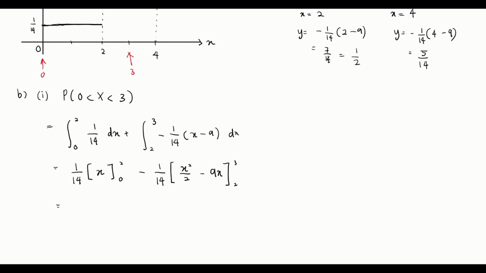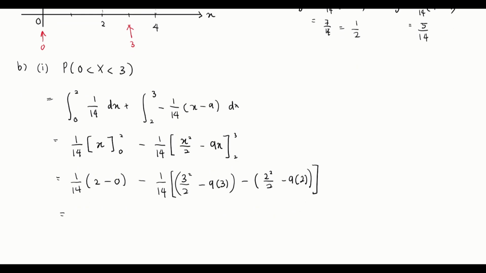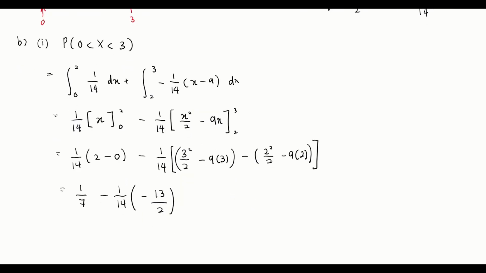So we just substitute the limit. So 1/14 (2 minus 0), minus 1/14. The first limit is 3, so 3 squared over 2 minus 9 times 3, minus x squared, so 2 squared over 2 minus 9 times 2. This first part becomes 1/7, and the second part is negative 1/14, and inside here it becomes negative 13/2. So if you calculate this, we get the probability is 17/28. So that is the first one.